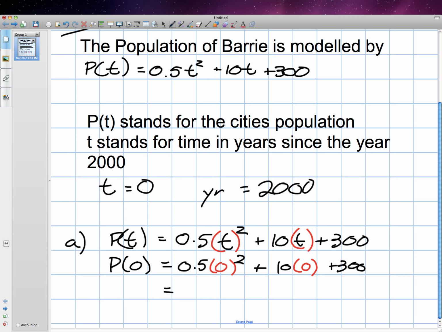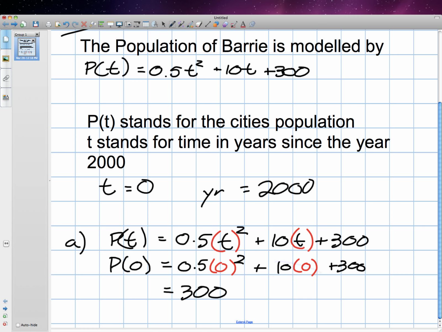Very good. So when we go to multiply all of this out, what is 0 squared times 0.5? So this essentially just cancels itself out. It creates a 0. 10 times 0? 0. That's right. So what is 0 plus 0 plus 300? That's right. So the population in the year 2000 is 300 in Barrie.